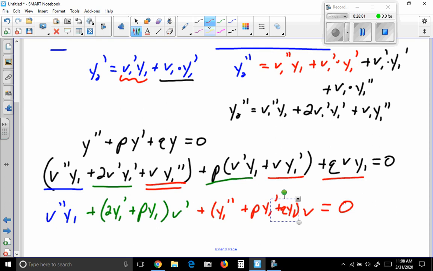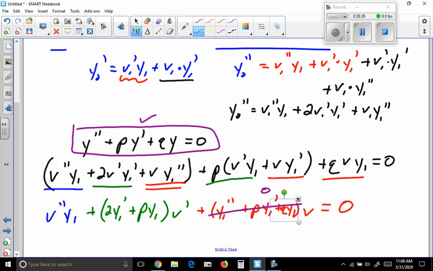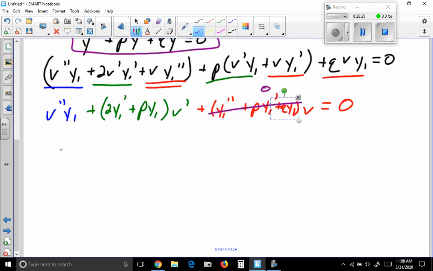So let's make an observation. Our original equation, that's our general differential equation: y double prime plus p y prime plus q y equals 0. Notice we have a y1 double prime, p y1 prime, q y1, so that is 0 from our homogeneous equation. So that simplifies us to v double prime y1 plus 2 y1 prime plus p y1 times v prime, that's the coefficient of v prime, and that equals 0.